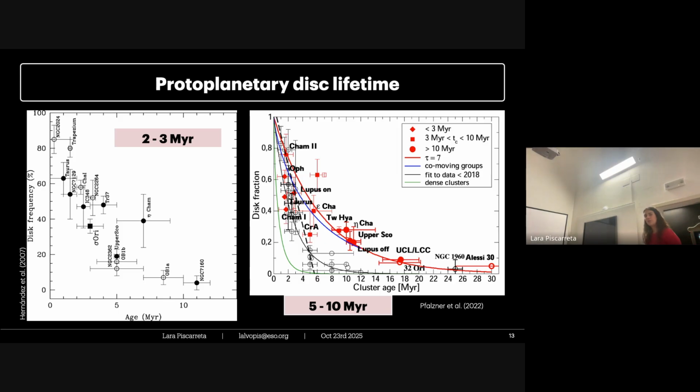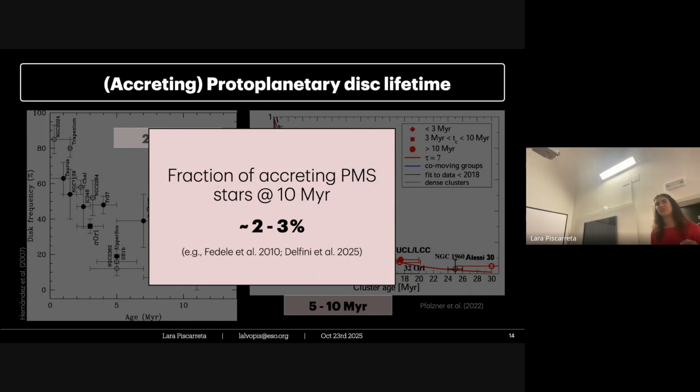But the point that I want to make here is that I think we agree as a community that we don't expect a significant fraction of protoplanetary disks that are older than 10 megayears old. And more importantly, we really don't expect a very large fraction of accreting pre-main sequence stars at 10 megayears old. So it has been deduced that it should be around 2 to 3% at 10 megayears.